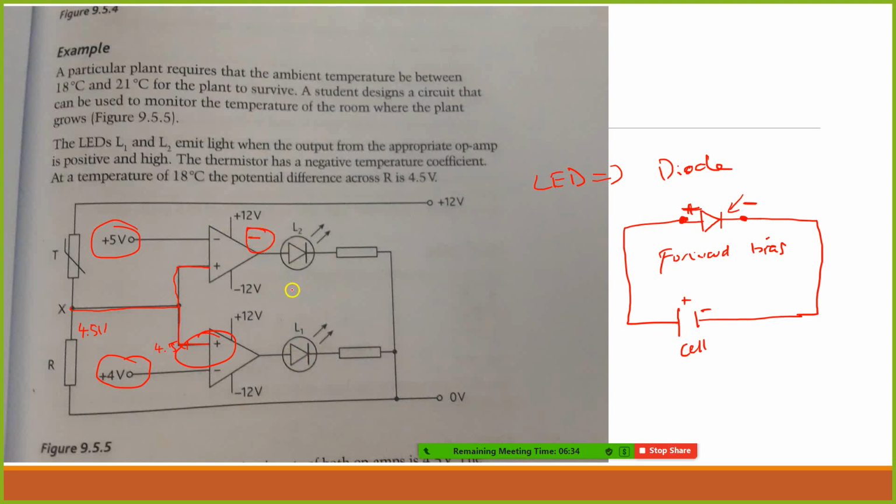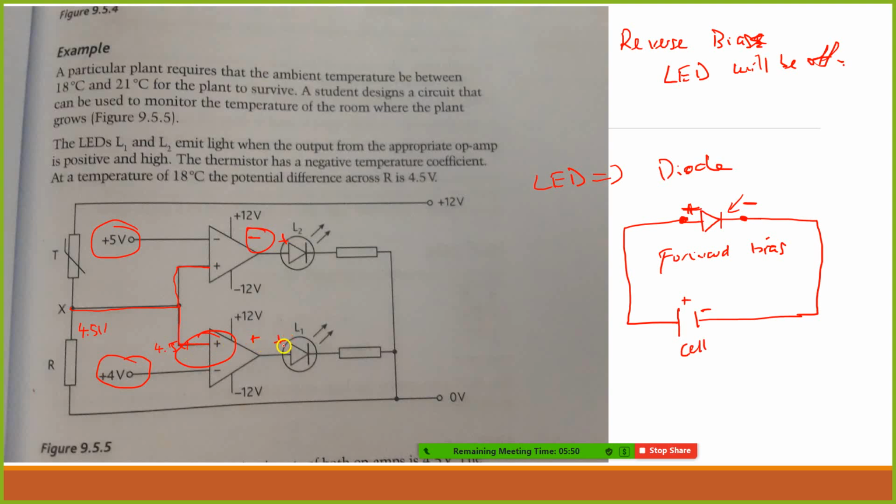When we look at the questions here, it showed us a while ago that at the top here, this operational amplifier will give me a negative output. A negative going to the positive end of the LED is going to cause it to be what we call reverse bias. And in reverse bias, the LED is not going to turn on. So the LED will be off.